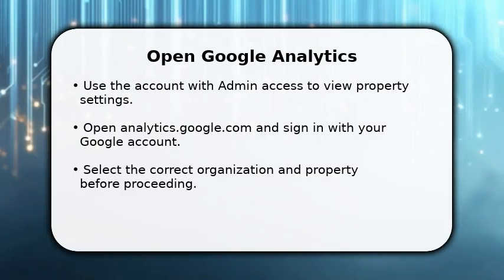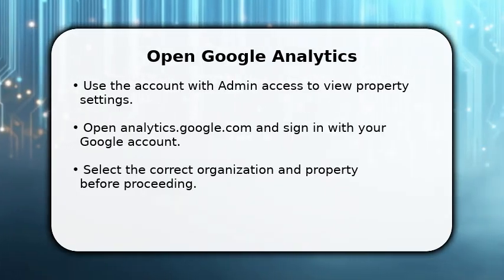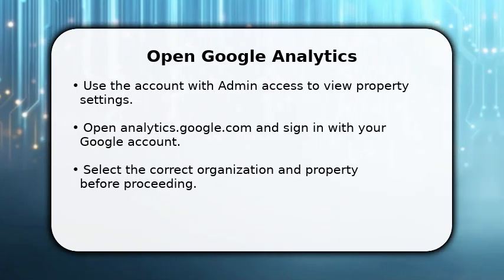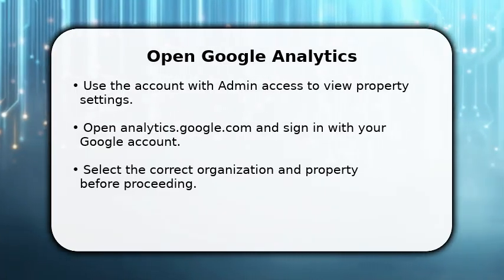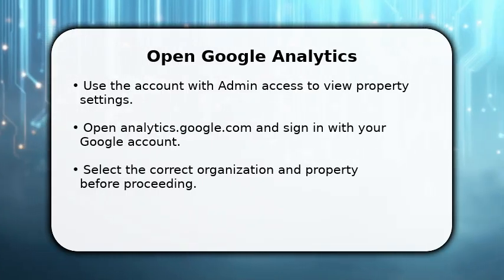You start by opening Google Analytics and signing in with an account that has admin or editor access. Once signed in, choose the organization and the specific property you want to inspect. This ensures you don't grab the wrong ID.